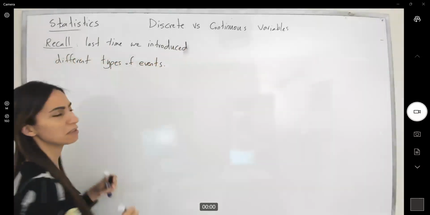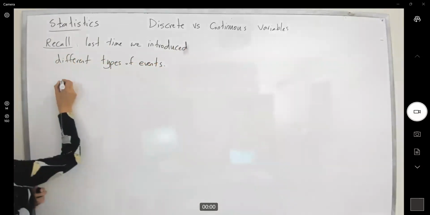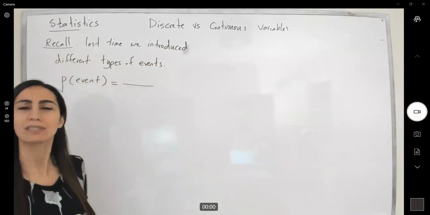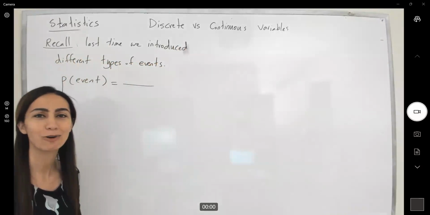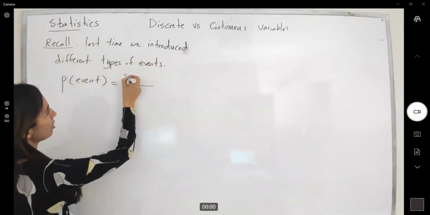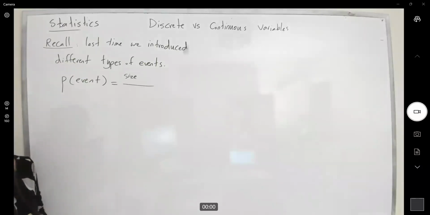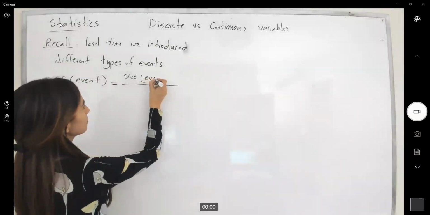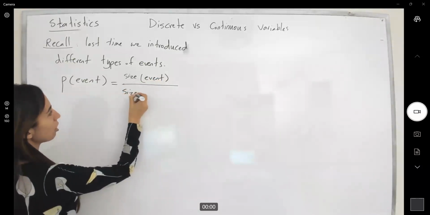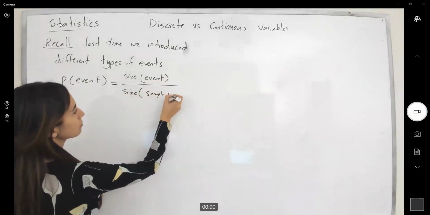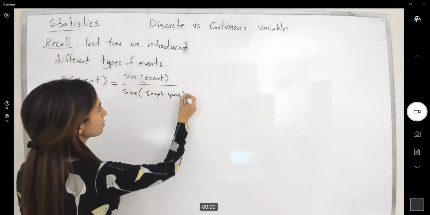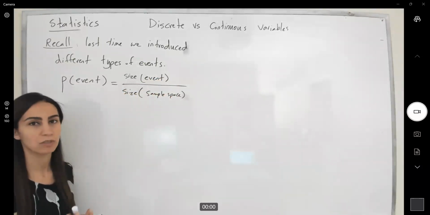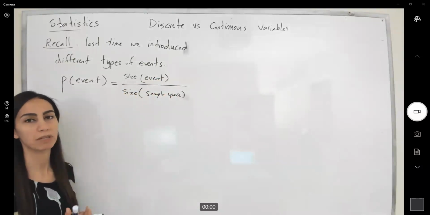And we said that, hey, we can calculate the probability of those events. The probability of an event is equal to the cardinality or the size of that event divided by the cardinality or size of the sample space. Okay, perfect.